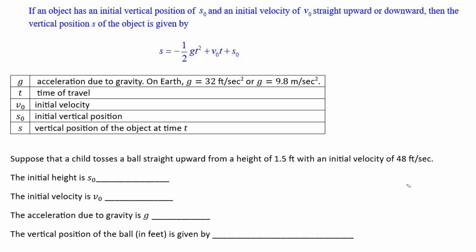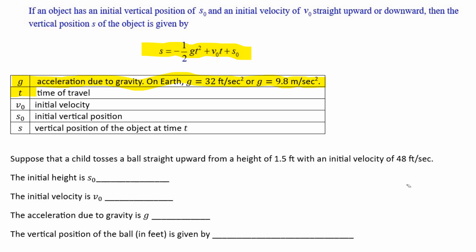When you throw something up in the air or when you drop something from the top of a hill or a building, the object will travel in a certain way and it can be modeled by this equation. Like I said, g is your acceleration due to gravity, which is 32 feet per second squared on Earth, or 9.8 meters per second squared. That's always going to be the same if you're on Earth.